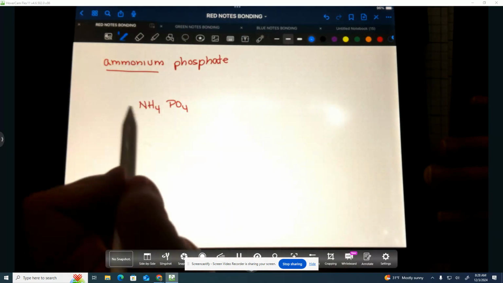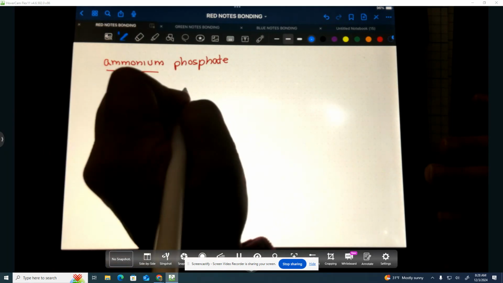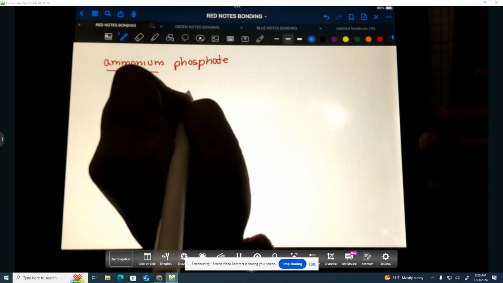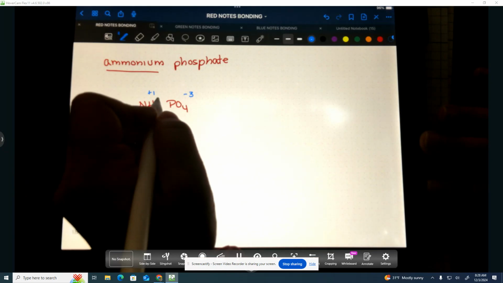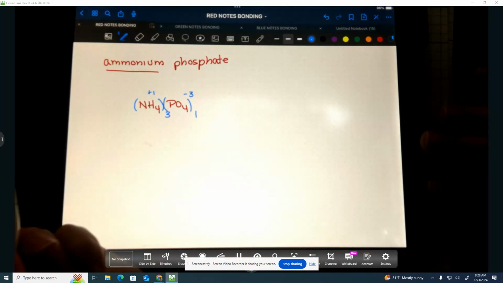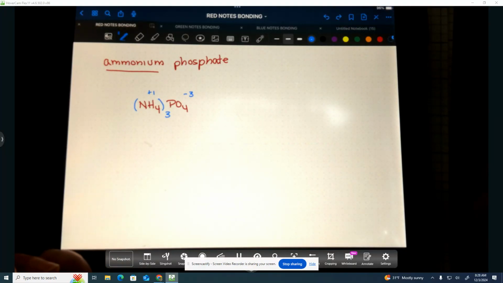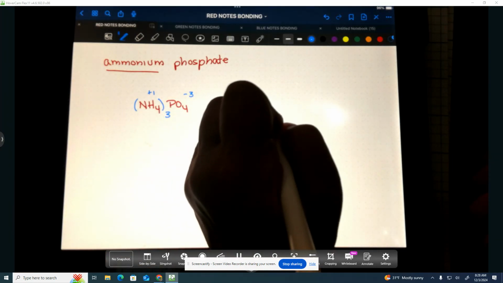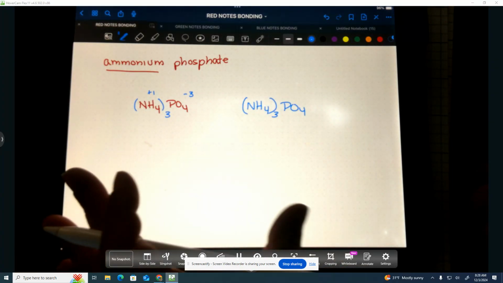Okay? So here's the cation, the NH4. Here's the anion, the PO4. Let's put our charges in. +1 for the NH4, right? Phosphate is going to be -3. We're going to cross them down. So we're going to put a 3 out here and a 1 down here. I'm going to get rid of that 1 because we don't usually write the 1s in. All right. Now, rewrite it. NH4, 3, PO4. Ammonium phosphate.